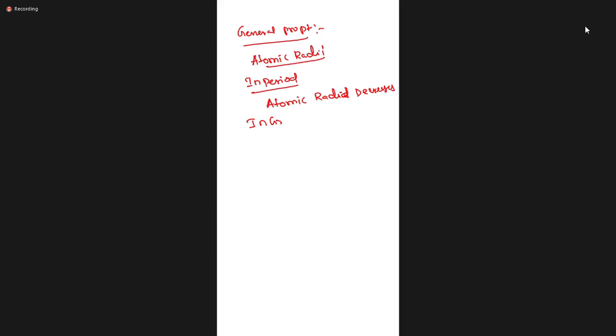General property. Atomic radii. You know very well atomic radius from left to right decreases, from top to bottom increases. In a period atomic radii, what will happen? It decreases. In a group atomic radii increases.